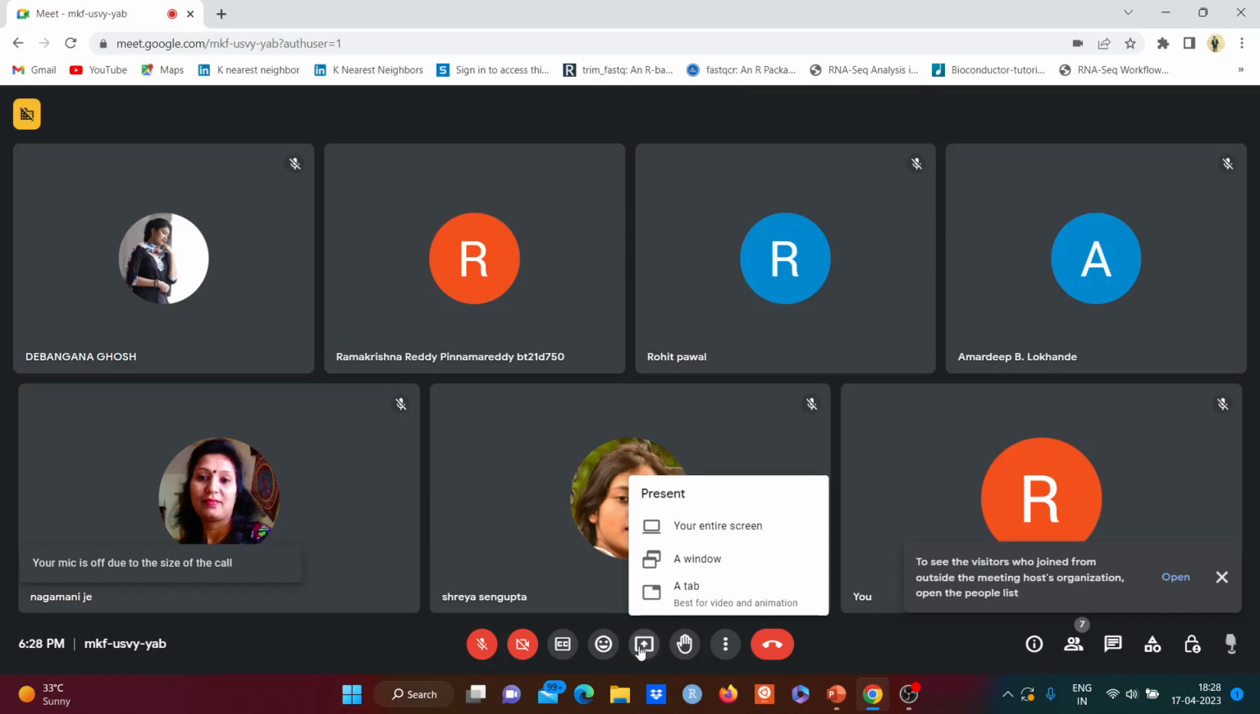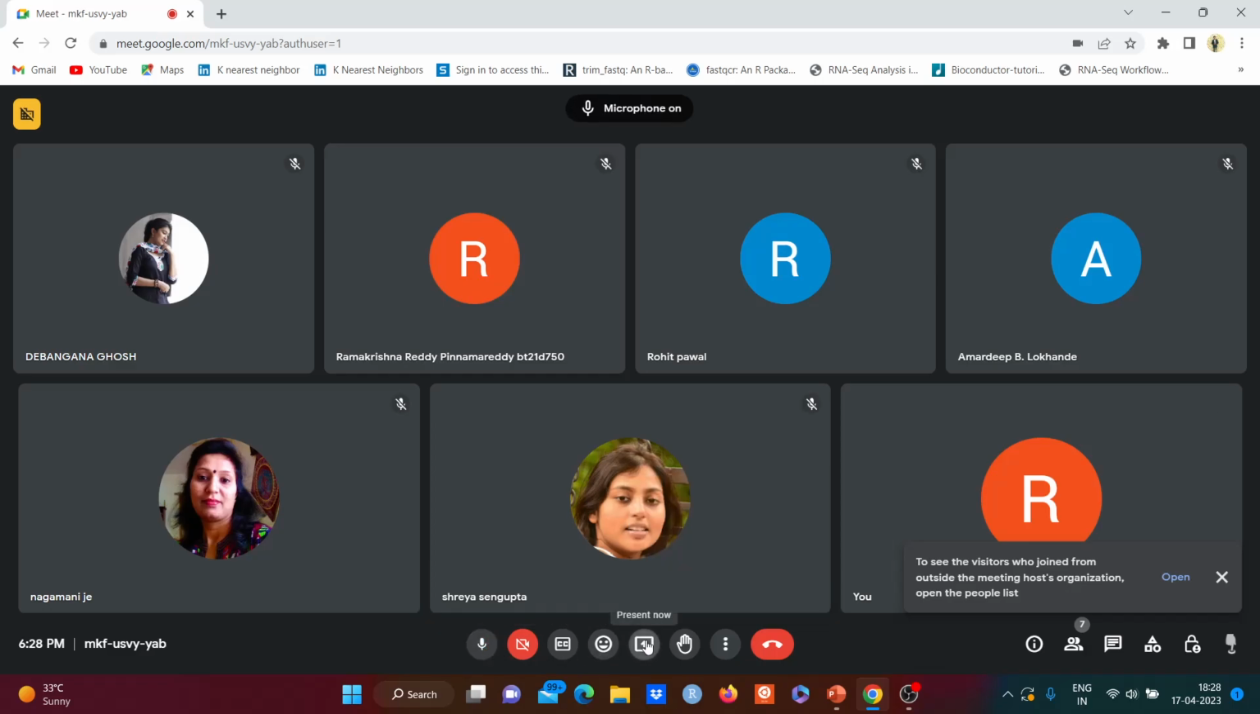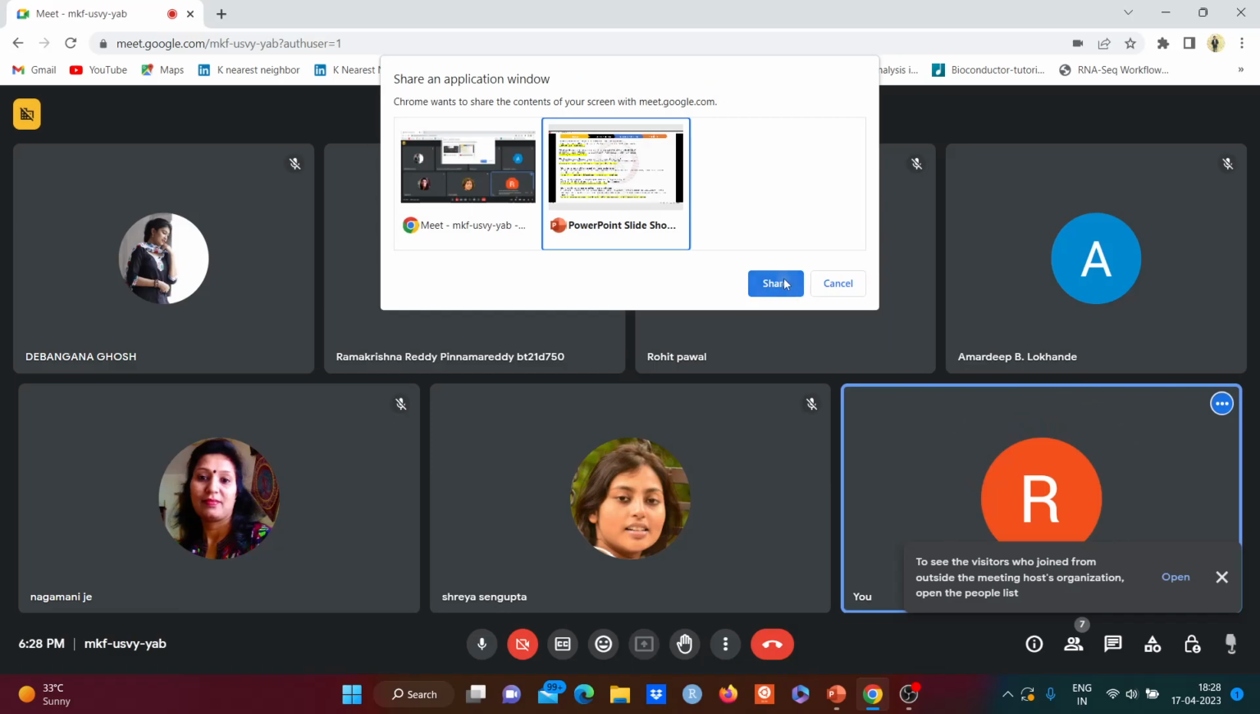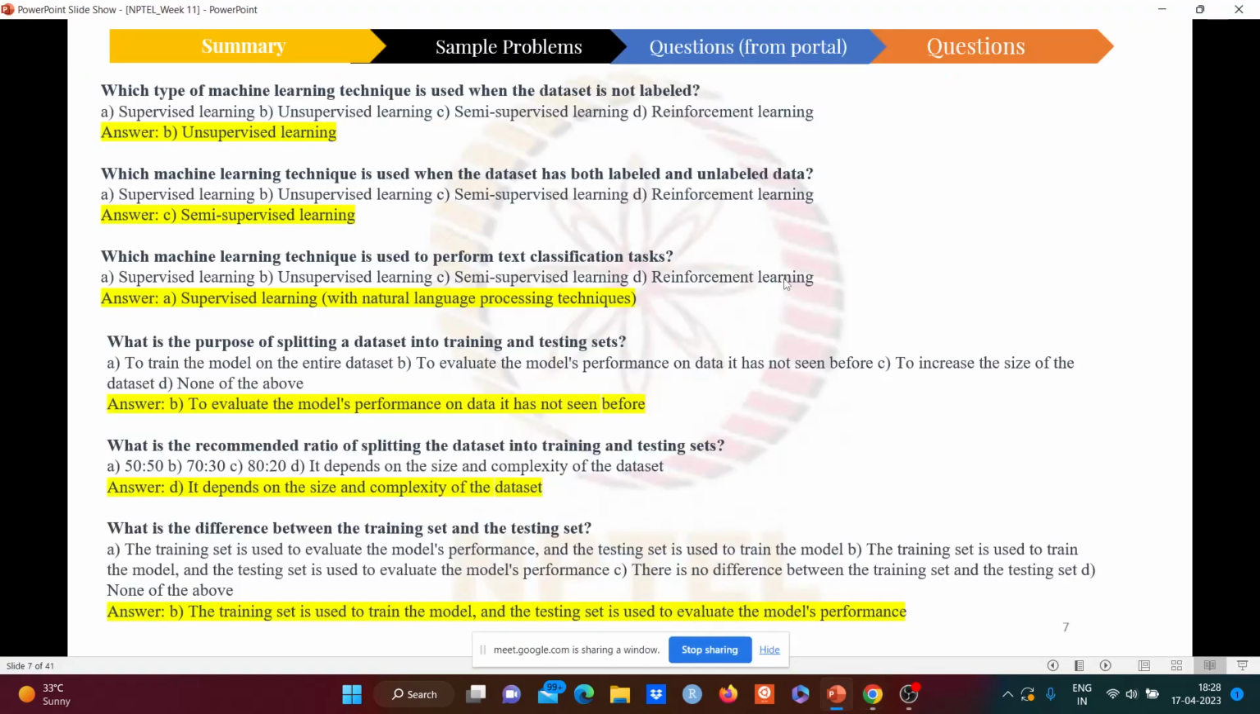Sorry for the interruption. Let me share my screen again. Here we use a training set for training the model, and the testing set is used to evaluate the model's performance.